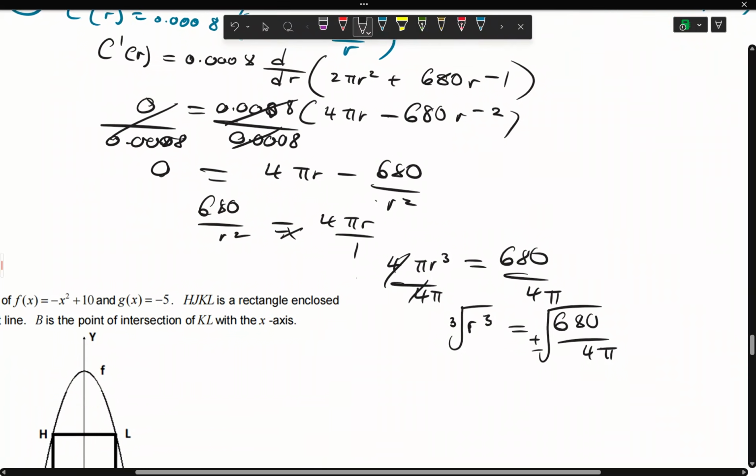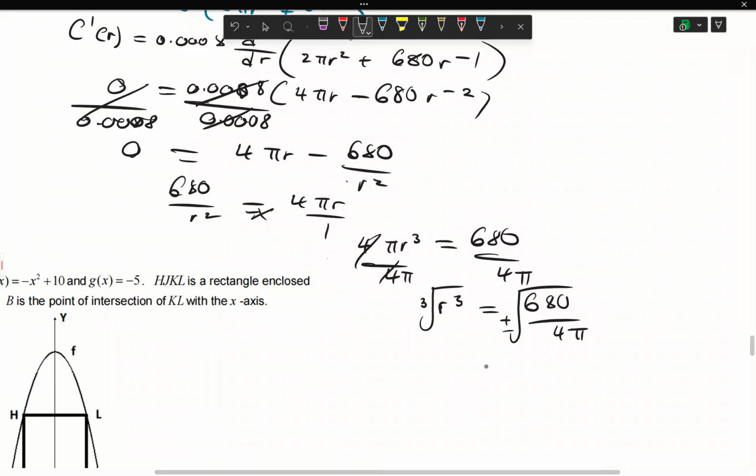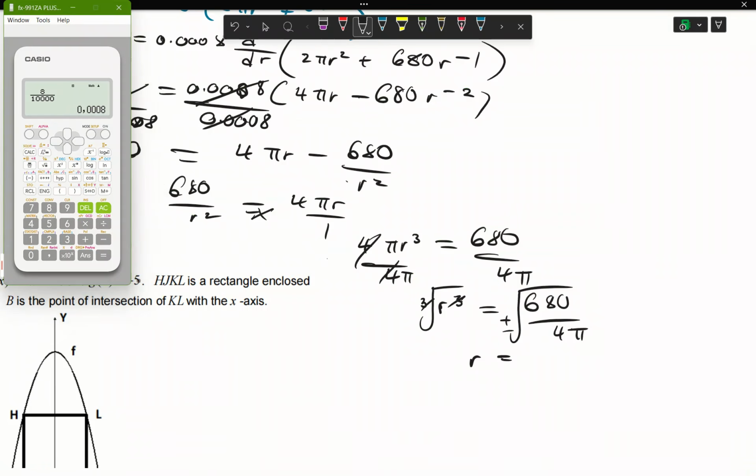Each and every company, guys, wants to use as little material as possible, né? They don't want to use much. So now this rationalize, you left that. Let's see the cube root of that thing there. The cube root of what? Of 680 all over 4 and then pi.